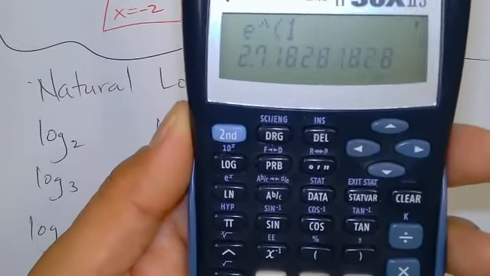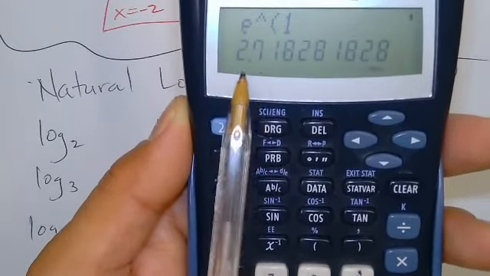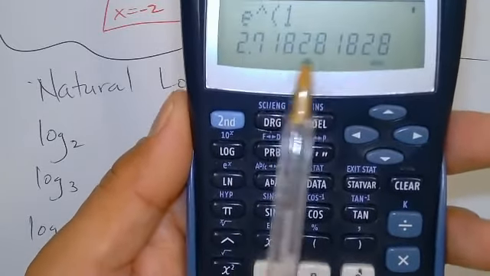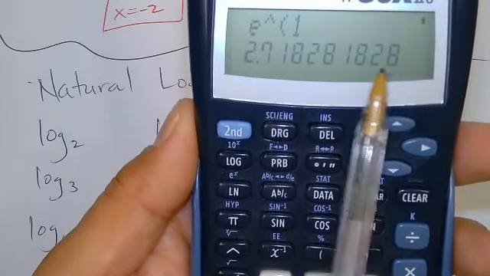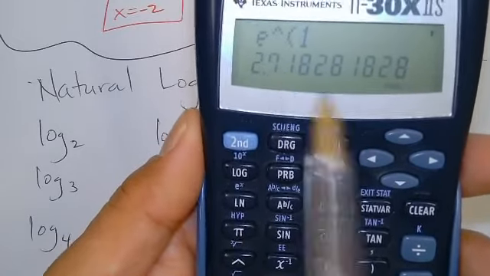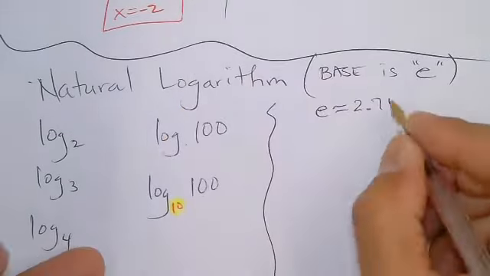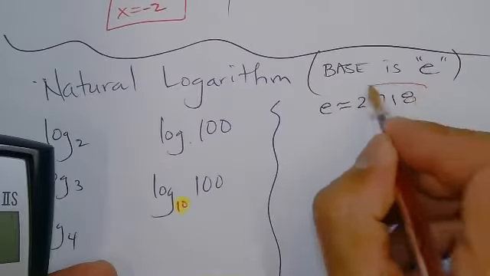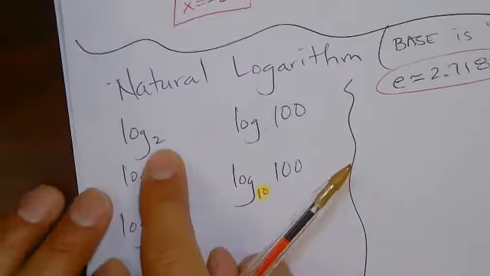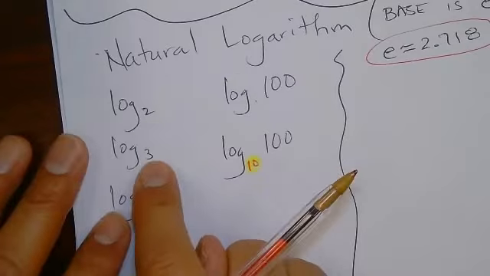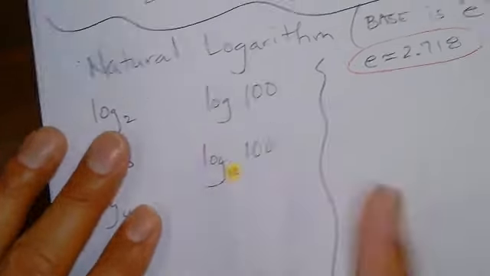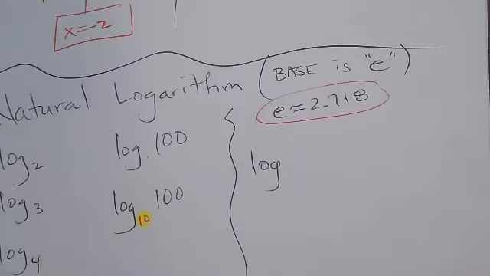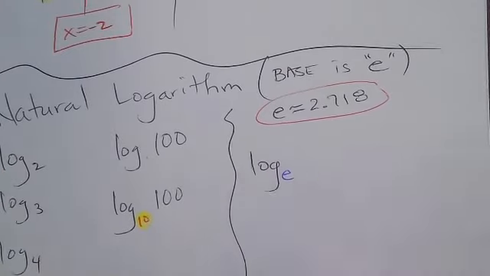Just think of pi. Pi is already a set number, 3.14, and so on. e is also a number like that. It's a constant, but it's irrational because the digits keep going forever, but we just say about 2.718. It's not a whole number. Your base is not 2, not 3, not 10.